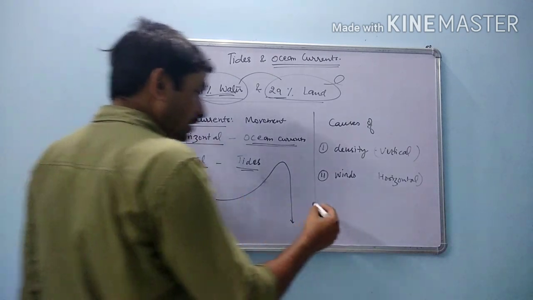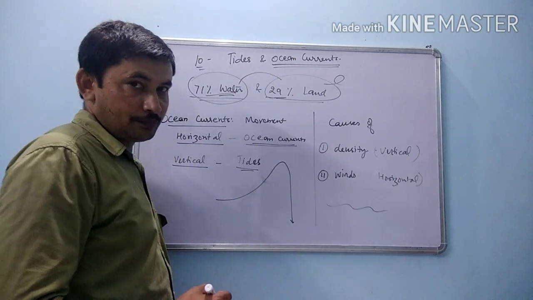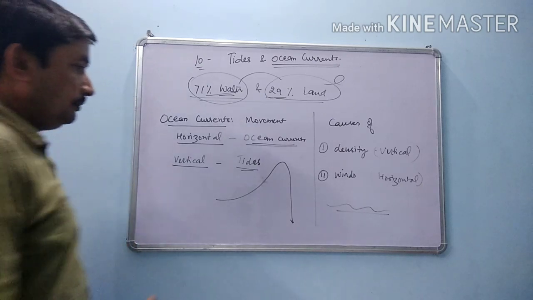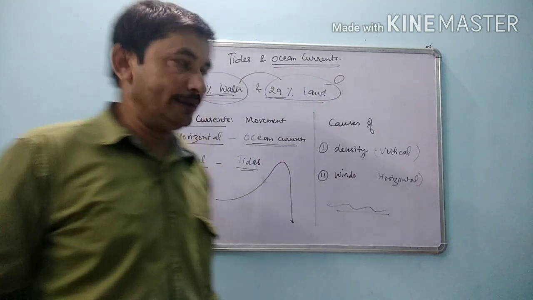Ocean current simply moves across the surface continuously. It is horizontal, and tides are vertical: the rise and fall of the ocean waves.